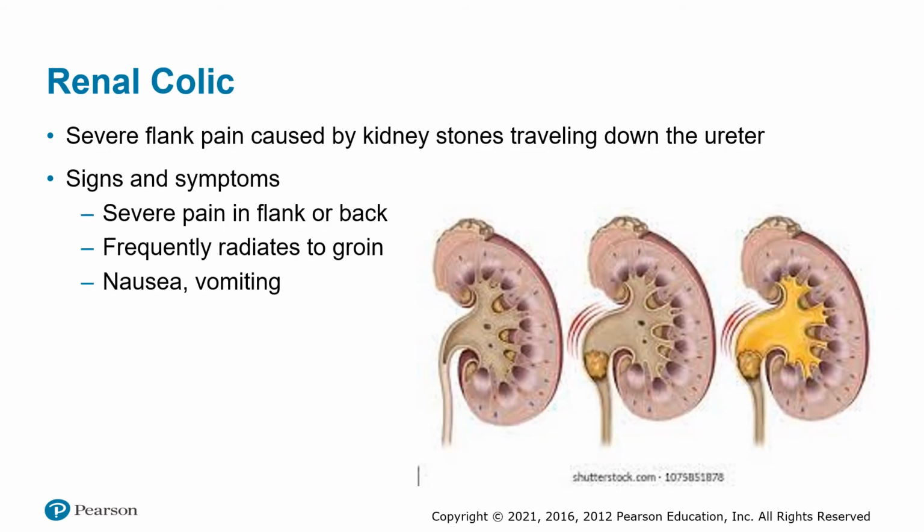Renal colic. So this is basically kidney stones. It's caused by severe flank pain from the kidneys traveling down the ureter. With that pain, typically it'll start in the back and the flanks, and then because the ureters come up forward, you feel that kidney stone traveling, and that pain travels, and that's a pretty good sign that you've got some kidney stones. It can cause nausea and vomiting as well.